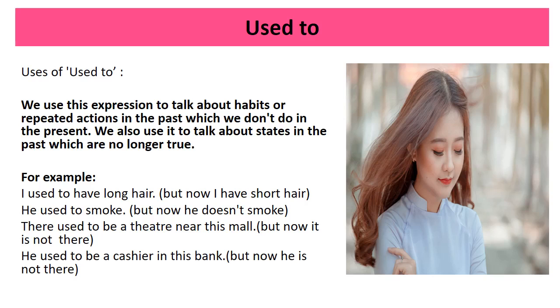He used to smoke. इसका मतलब वो स्मोक किया करता था और अब नहीं करता. There used to be a theater near this mall. इस मॉल के पास थिएटर हुआ करता था. इसका मतलब अब नहीं है. He used to be a cashier in this bank. इसका मतलब अब वो यहाँ कैशियर नहीं है.